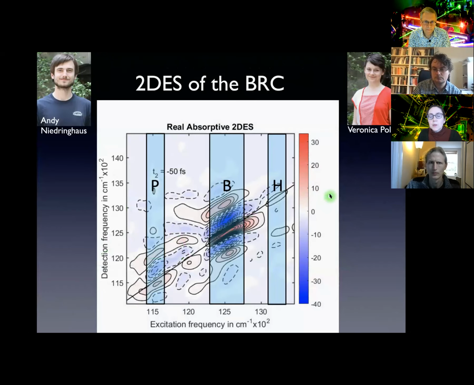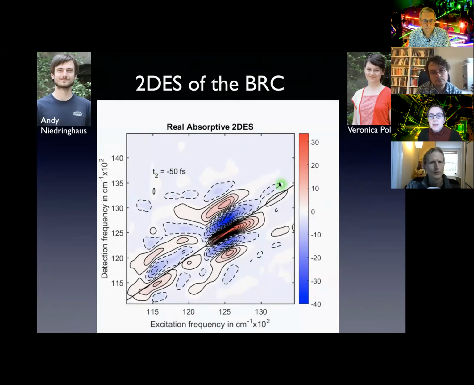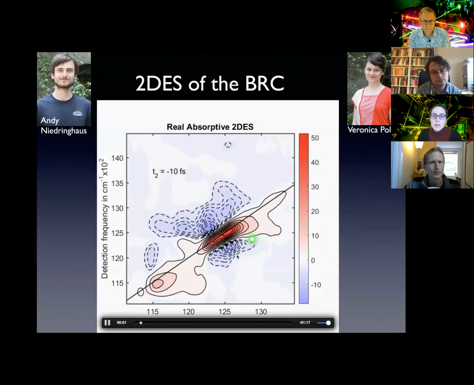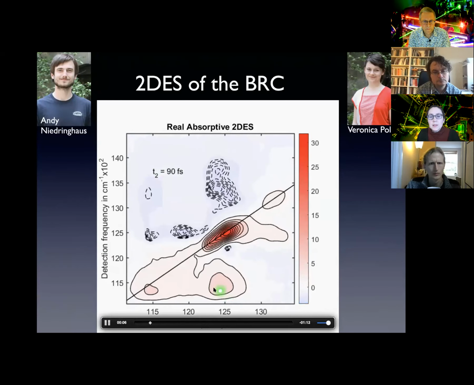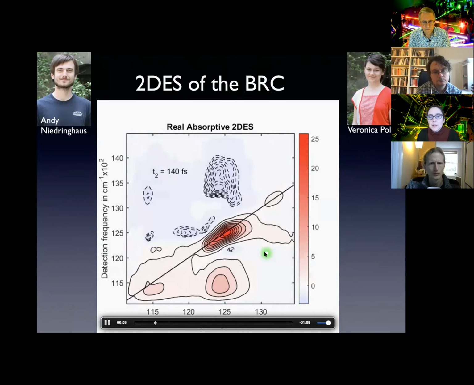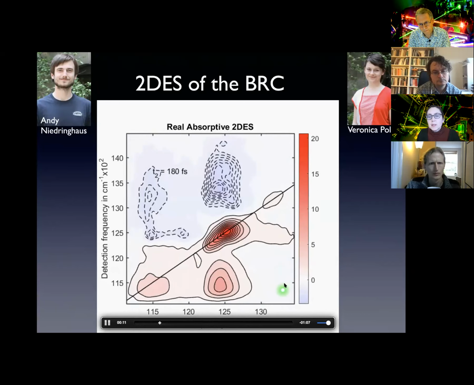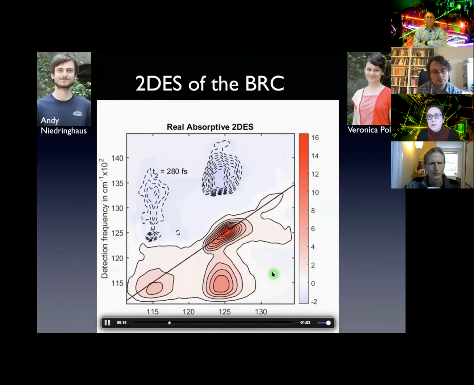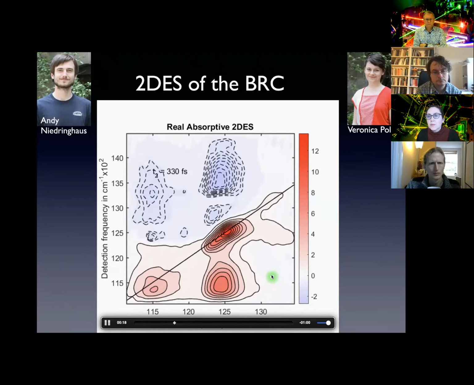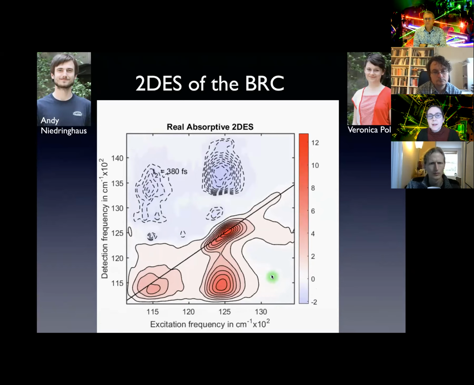Okay, so I'm going to play you a movie stepping through the waiting time, and just to orient you in our spectra. So here is the lower P special pair state, B and H, and so you'll see very rapidly cross peaks forming as we have rapid energy transfer between B and P, and H and B, and then eventually H and P as well. Okay, and you'll also notice oscillatory motion in this spectrum. I'll be focusing on trying to understand that today.